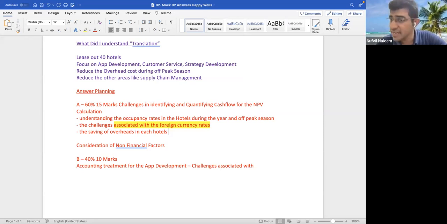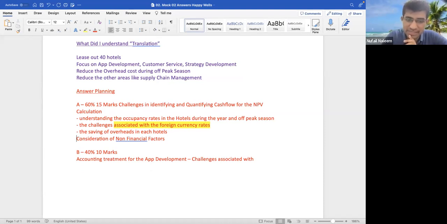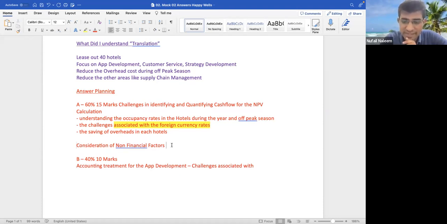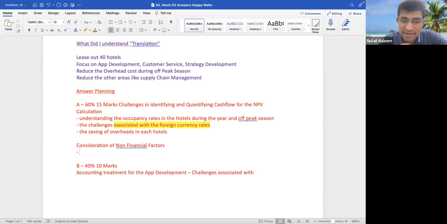So students, can I quickly get a confirmation from you all in the chat box if you are able to understand this question properly? Because that is done at the moment. Can I get a Y in the chat box, students? If you are okay with this, can I move forward with the non-financial factors to be considered? Can I move forward with that, students?